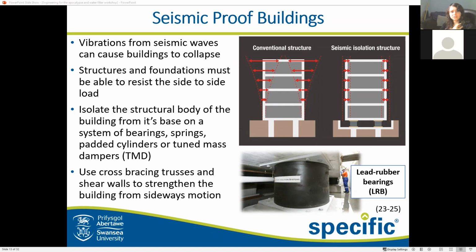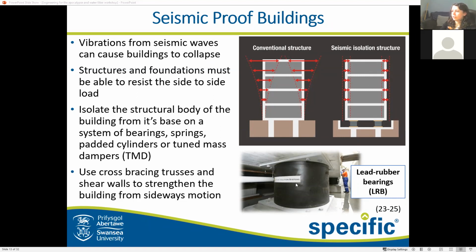As well as this, buildings can also be isolated from the ground. So base isolators, which can be put like a pair of stilts underneath the building, connecting the building to the ground, can be applied in a variety of bearings, springs, padded cylinders, or if you want to apply something to enable it to sway in something like a skyscraper, which is higher up, you can also have tuned mass dampening systems, which we will talk about a little bit more later.